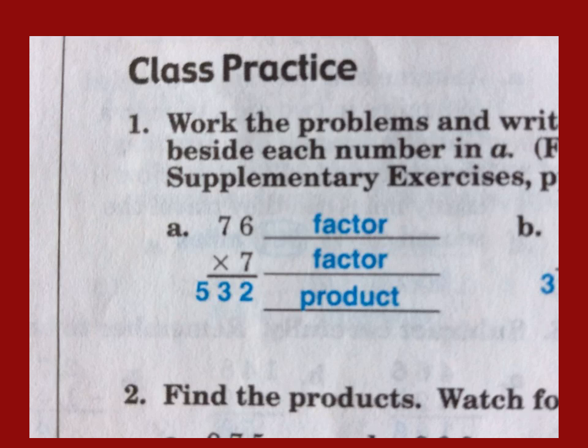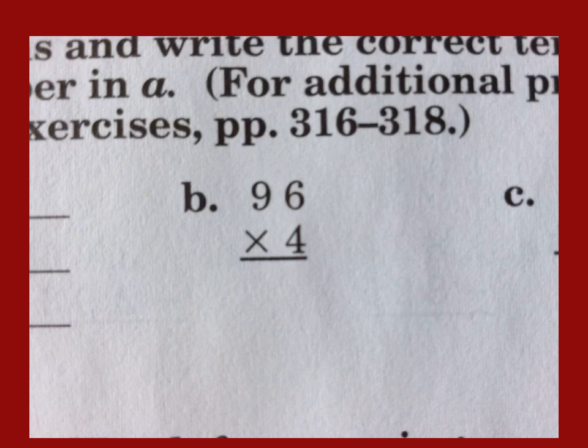B, we're doing 96 times 4. So we'll do the spray method again. 4 times 6 and then 4 times 9. 4 times 6 is 24. So we put a 4 here and we carry the 2. Now we'll do 4 times 9, which is 36, plus the 2 would be 38. And we get 384. Go ahead and circle your answer.